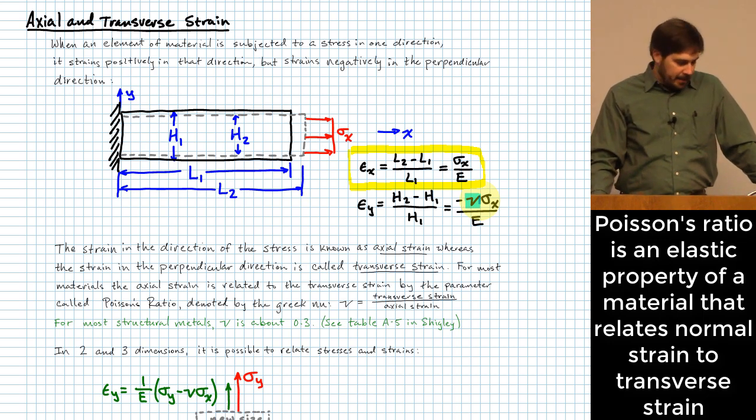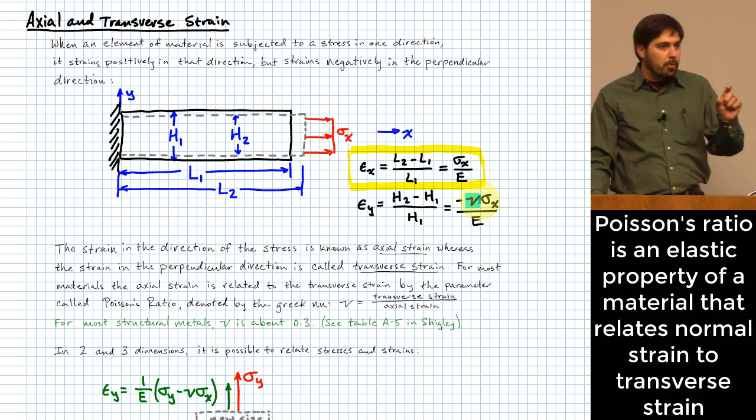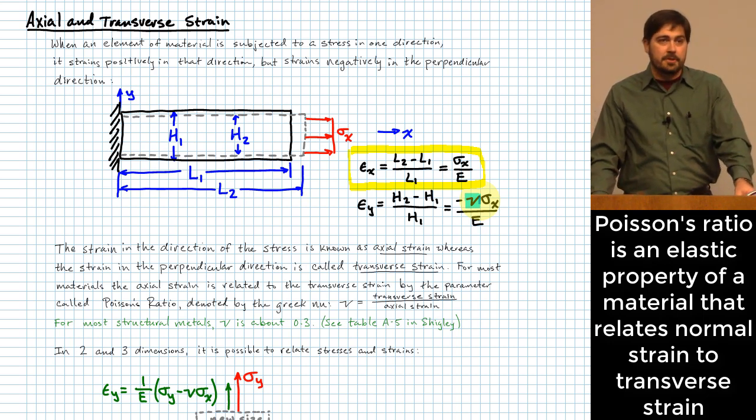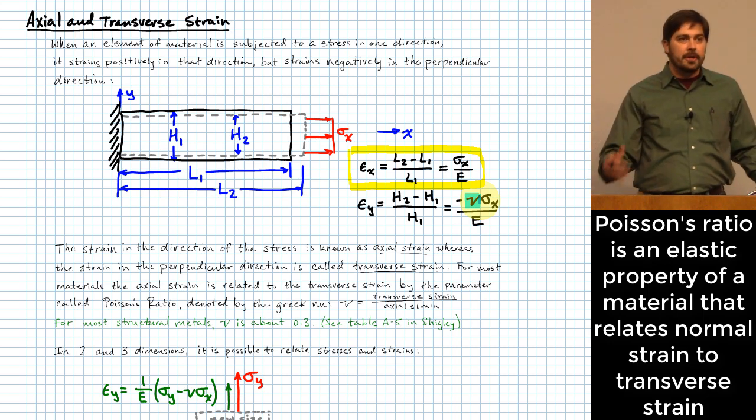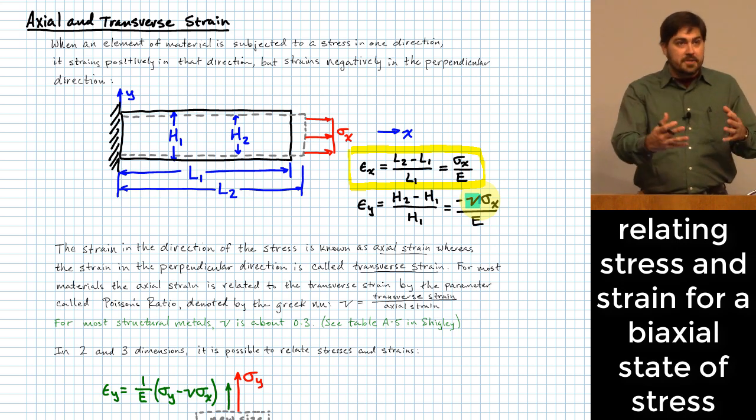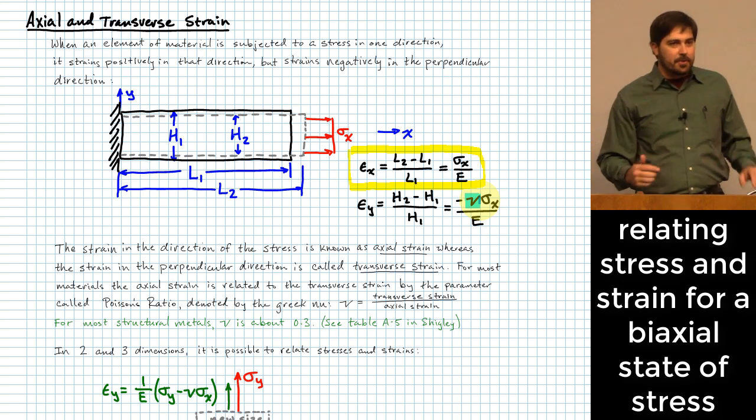Okay, this value for most materials is somewhere around 0.3. It varies a little bit from material to material, but the amount that it varies isn't super large, all right? It's usually somewhere around 0.3. Might be a little higher, might be a little lower, but somewhere around there. That is an elastic property that is also given to you in Table A5 in the back of the book for various material families. All right, so let's actually, uniaxial stress is easy for us to think about.